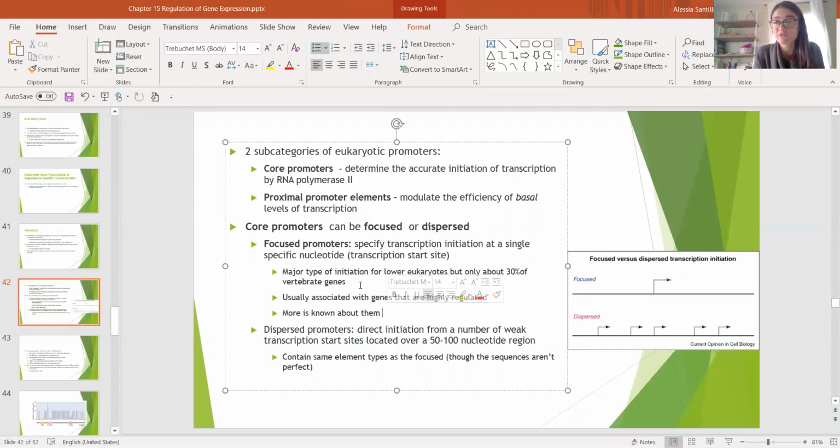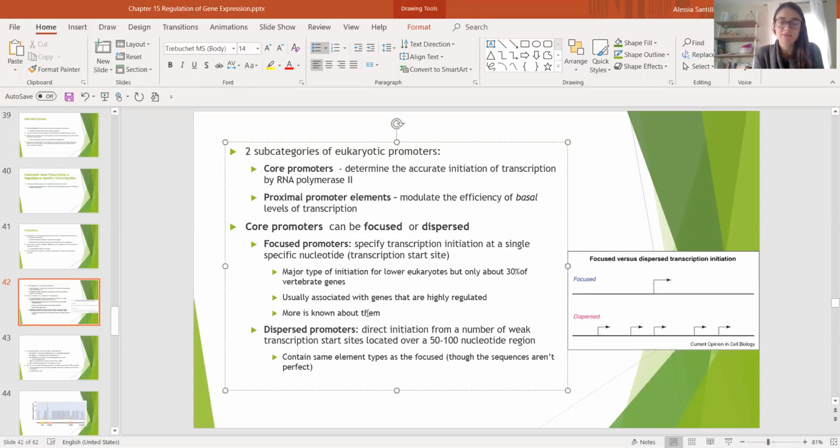A lot more is known about focused promoters than the other type of core promoters, the dispersed ones. So dispersed promoters, this too should be in bold, FYI. Dispersed promoters are not found really too close to the genes that they regulate. They direct initiation from a ways away from the transcription start site. So they could be located over 50 to 100 nucleotide regions, like over 50 to 100 nucleotides away from the transcription start site. So it's still relatively close, but not necessarily right next to it, like with the focused one.